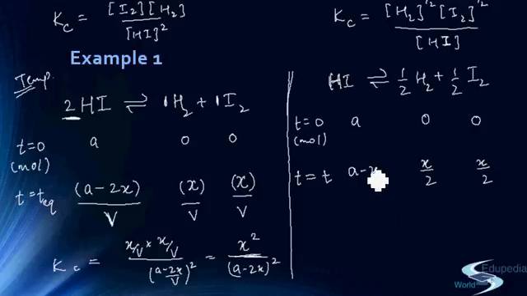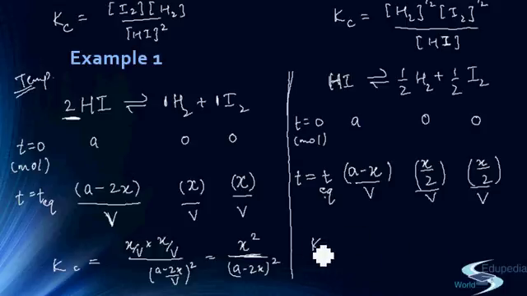Once again, why? Because 1 is the stoichiometric coefficient of HI and half is the stoichiometric coefficient of H2 and I2 respectively. So the consumption and formation are always in proportion to the stoichiometric coefficient. If this time T represents the time at equilibrium, then these moles represent the moles at equilibrium, and when I divide them by volume, these will represent concentrations or molarities at equilibrium.